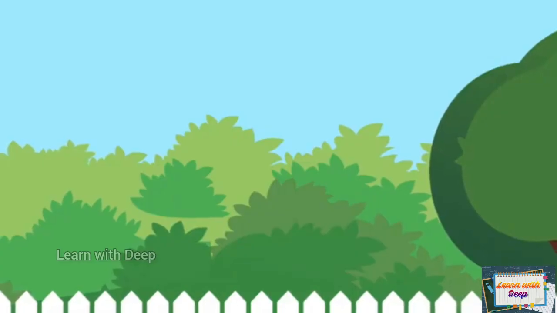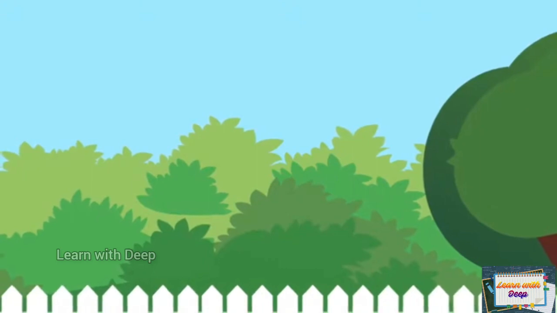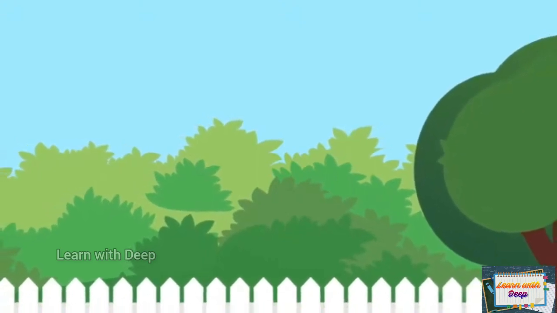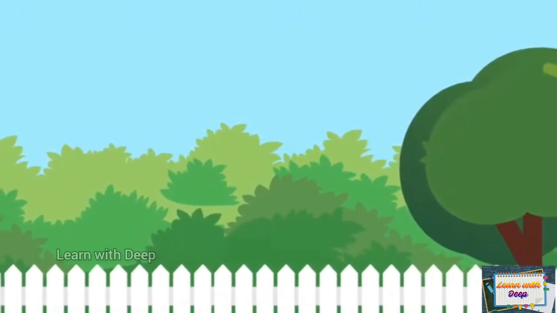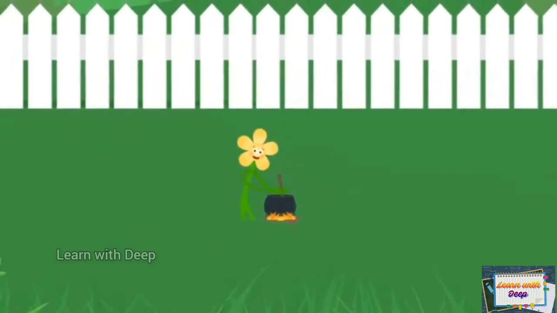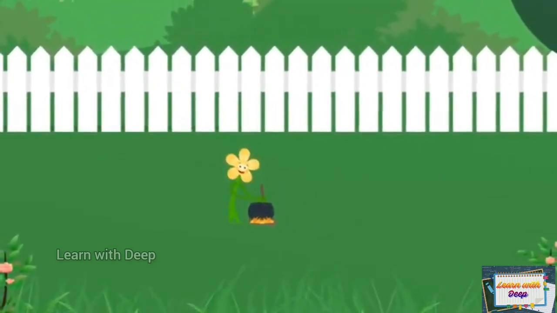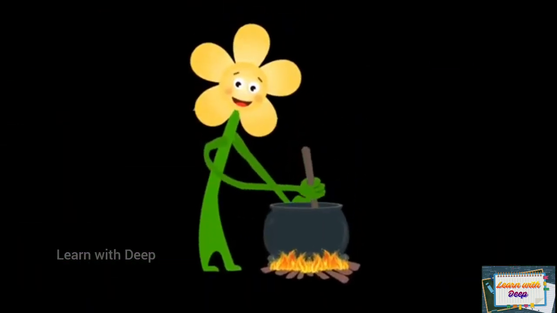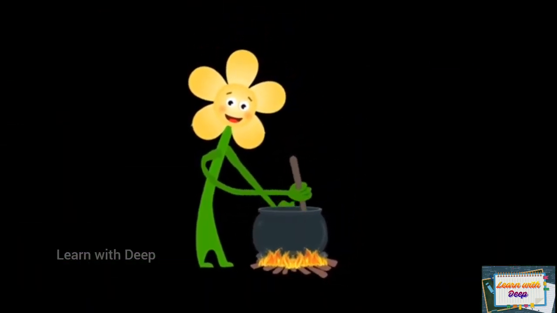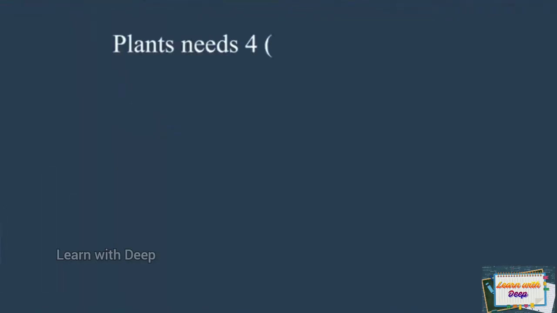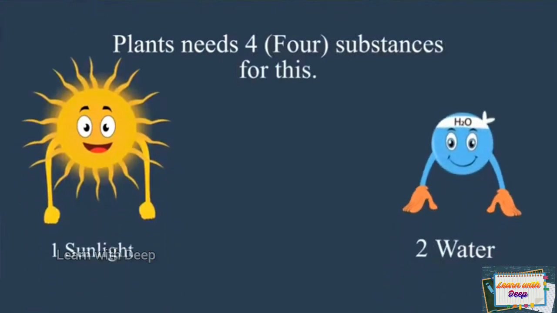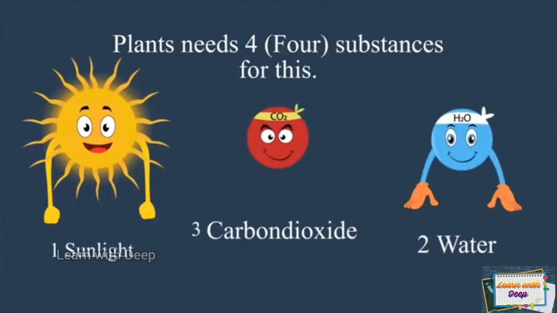Children, do you know that how plants prepare their food? Children, have you ever prepared your own food? Children, do you know that even the smallest plant prepares its own food? The method of synthesis of food by plants is called photosynthesis. Plant needs 4 substances for this: sunlight, water, carbon dioxide and chlorophyll.